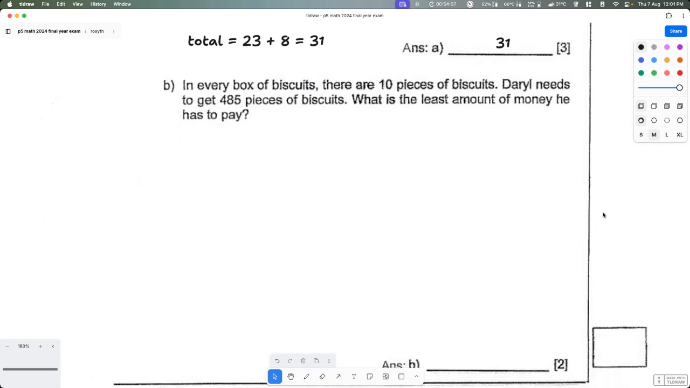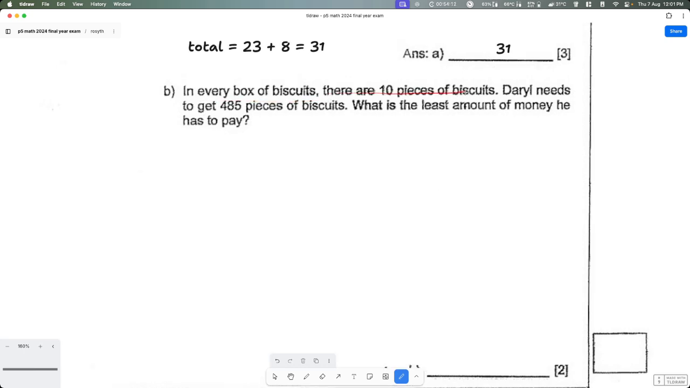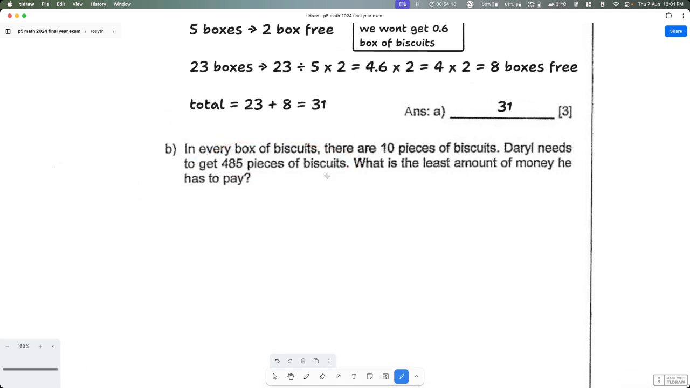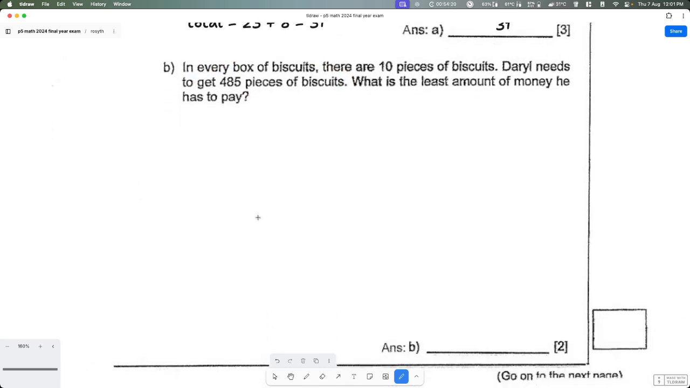Right, let's move on to the next question, part B. In every box of biscuits, there are 10 pieces of biscuits. Daryl needs to get 485 pieces of biscuits. What is the least amount of money he has to pay?